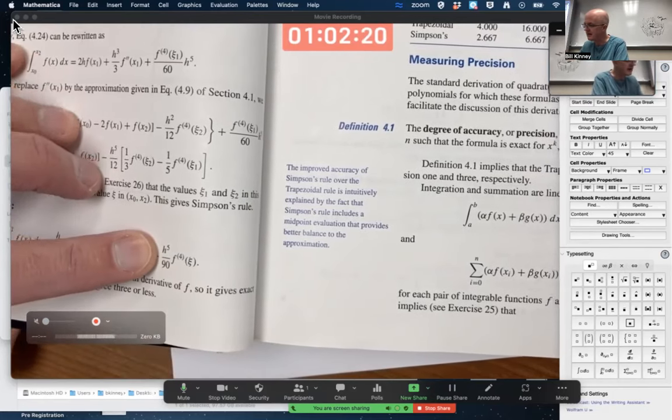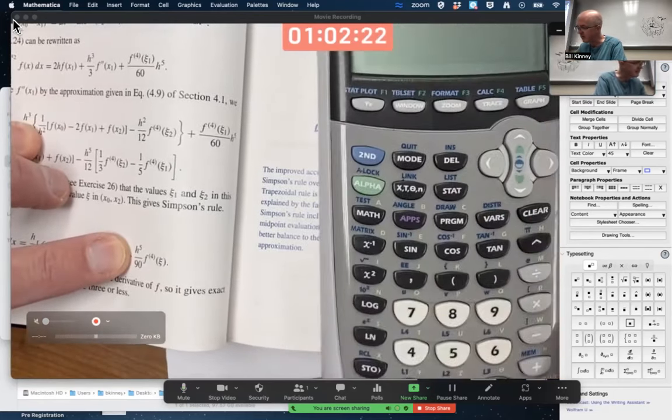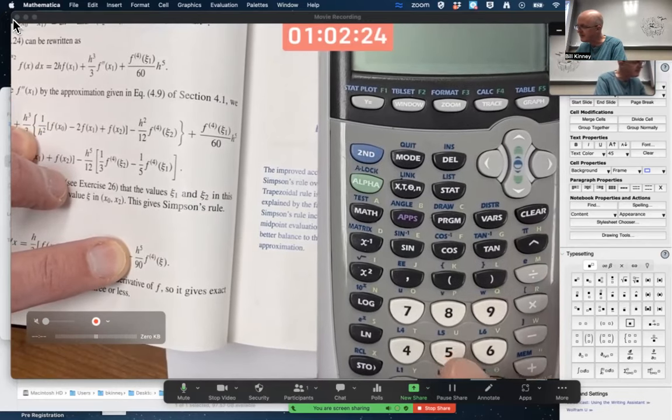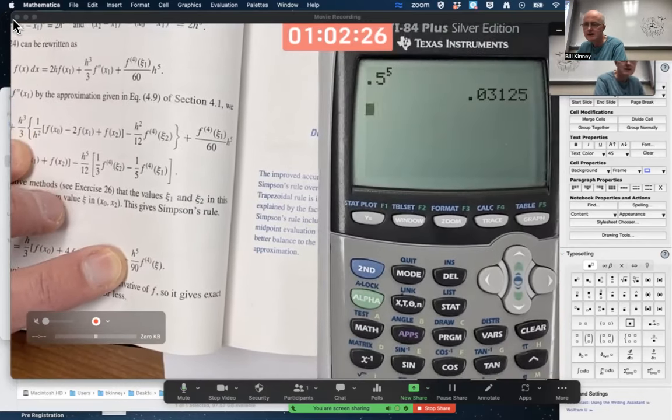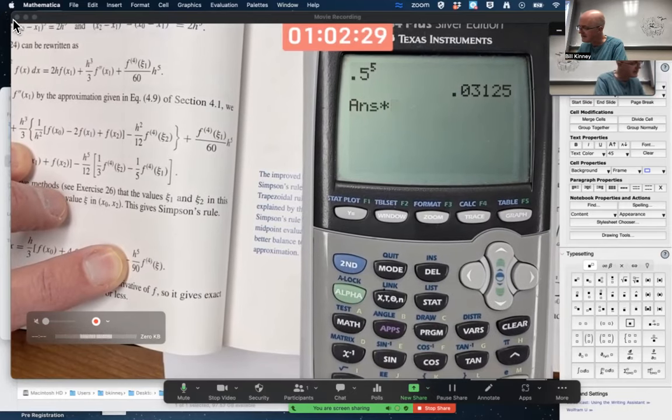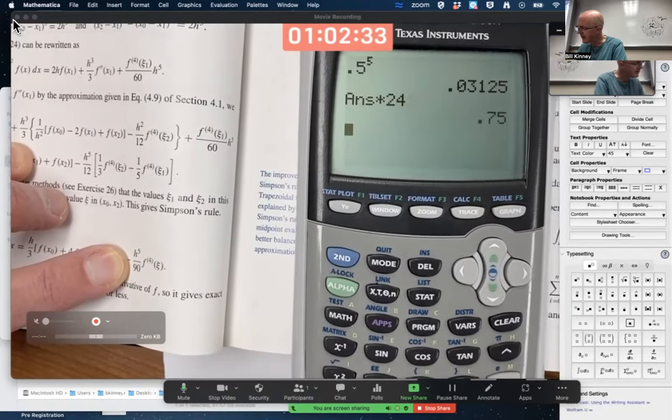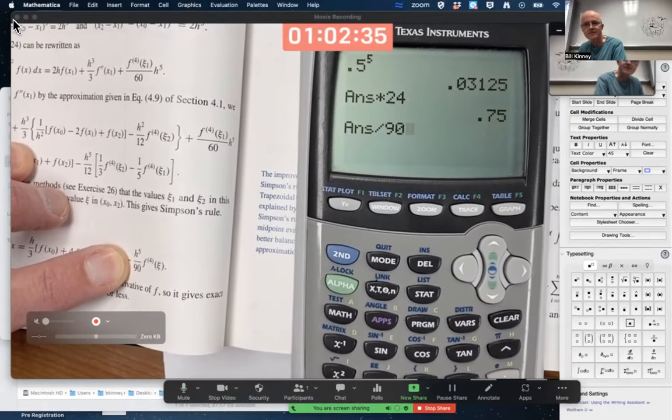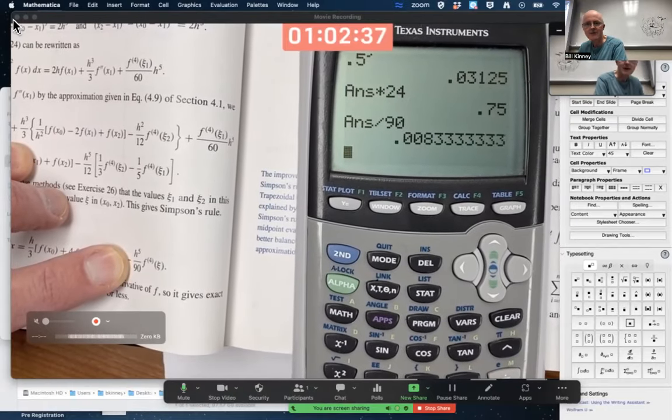H is still 0.5. Let's go ahead and do this here. 0.5 to the 5th power. What did I say the fourth derivative was bounded by? 24 times 24 divided by 90 of all things. The error is bounded above in absolute value by that, which definitely ours was.